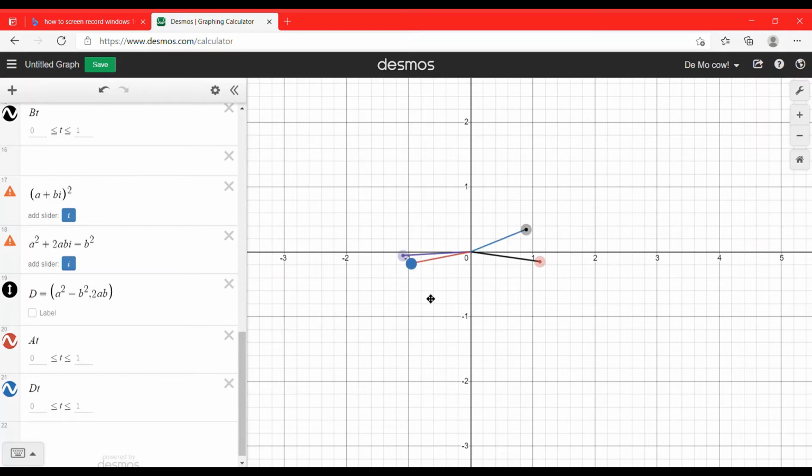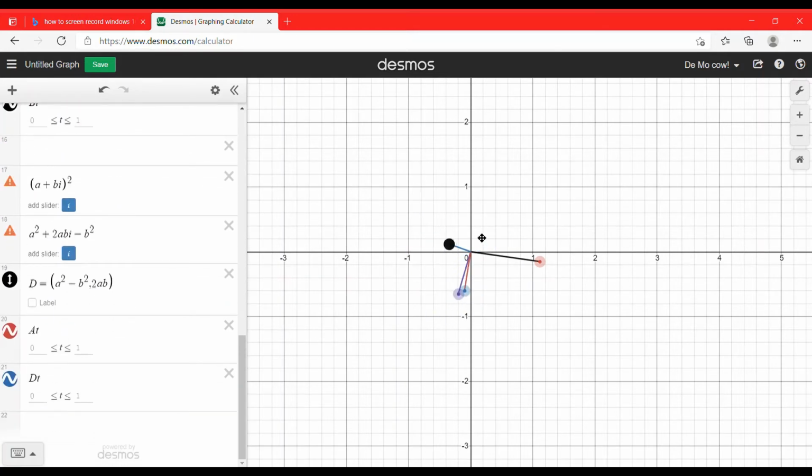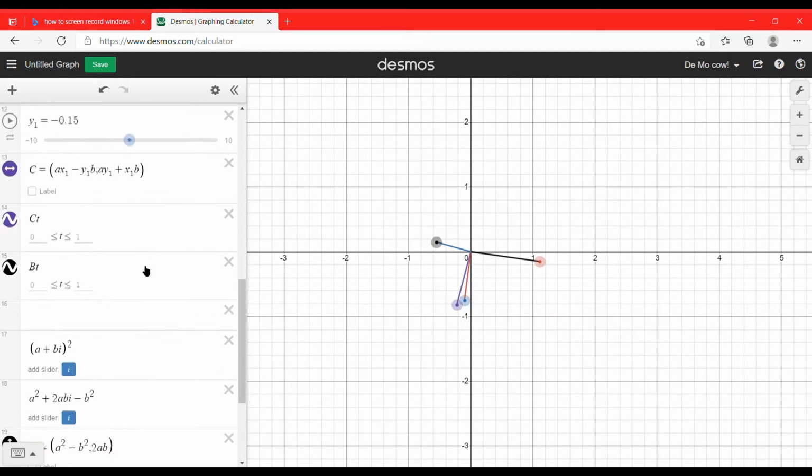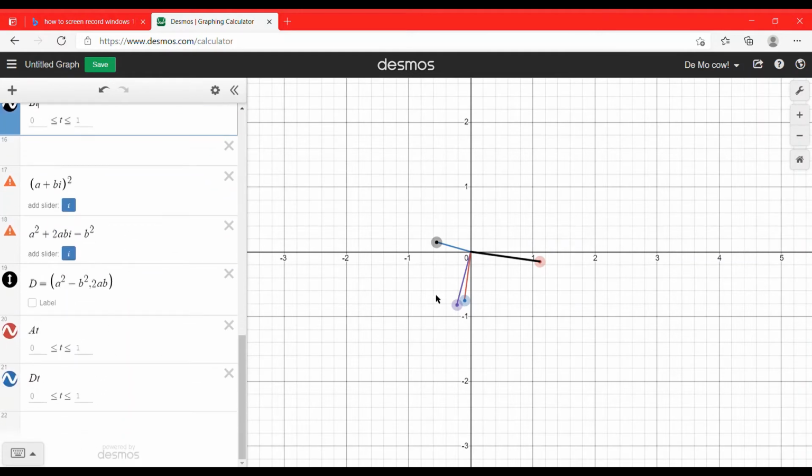Which one's a? A, it's the blue one. Is it? AT. Have I got AT? Should have AT. Oh, it's the red one. There we go. And the blue line is the squaring of it. So as you can see, it looks pretty legit.